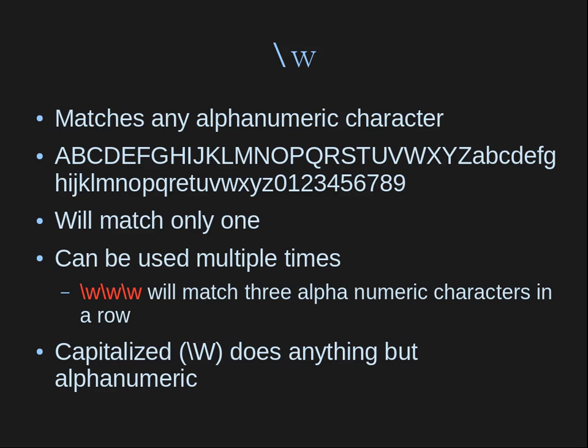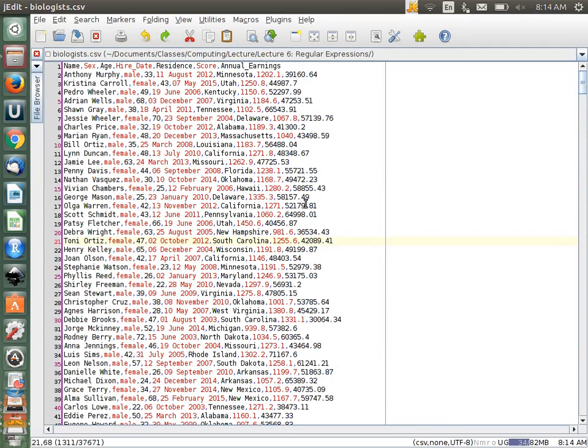So let me give you an example here. I have this convenient text file all set up here. It's basically the same basic thing that you saw before, except it's a little bit different. This has residence and state of the state, and then score and annual earnings. I wish I could blow this up a little bit, but this one doesn't blow up.